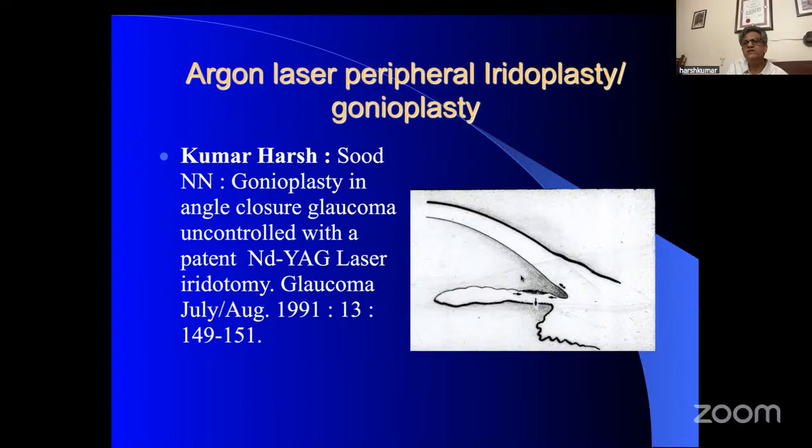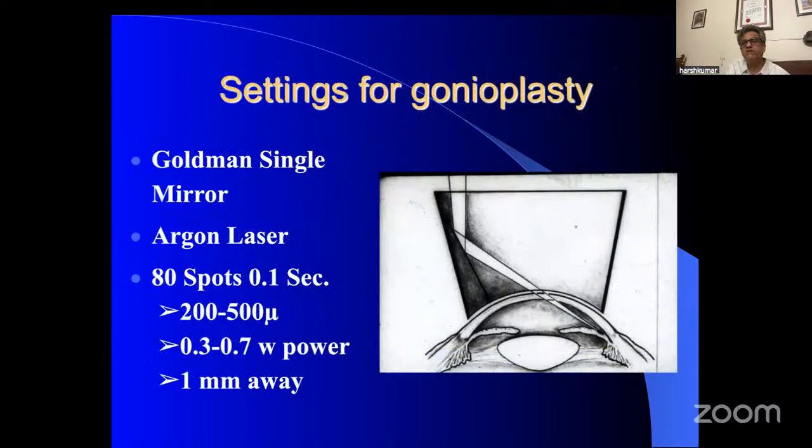The idea is if there's a pigment release, that means your power is too high or the spot is too short. So you increase the size of the spot or you decrease the power of the laser. And then what you want to achieve is the charring so that the angle opens up. Or like I showed you just now, how a peripheral iridotomy can be narrowed. So these are the types of spots, but gonioplasty is indeed a wonderful technique.